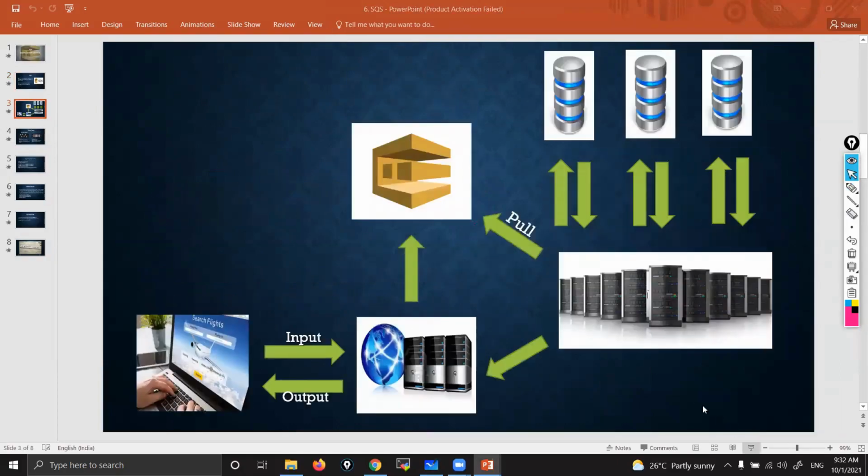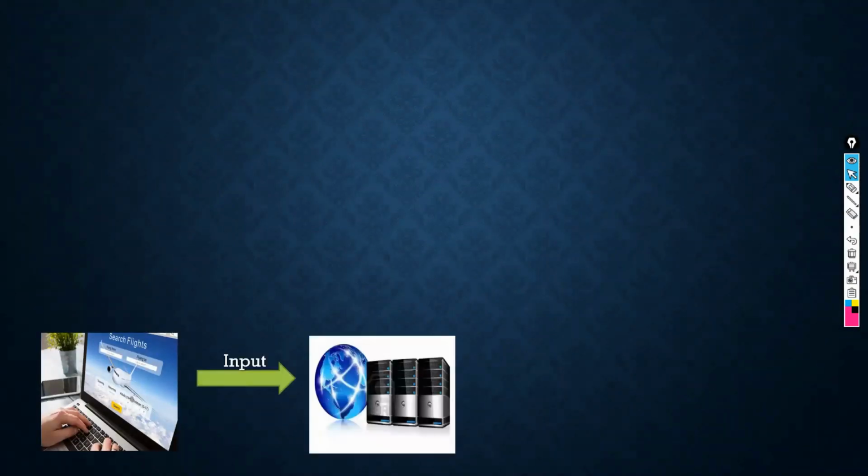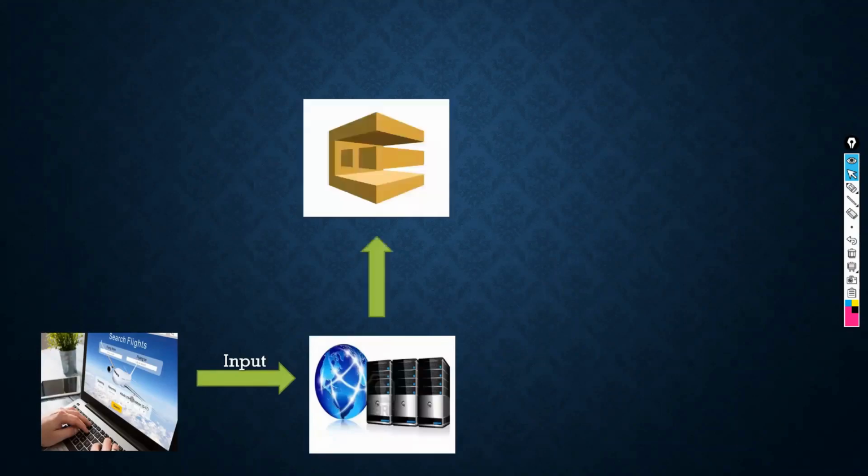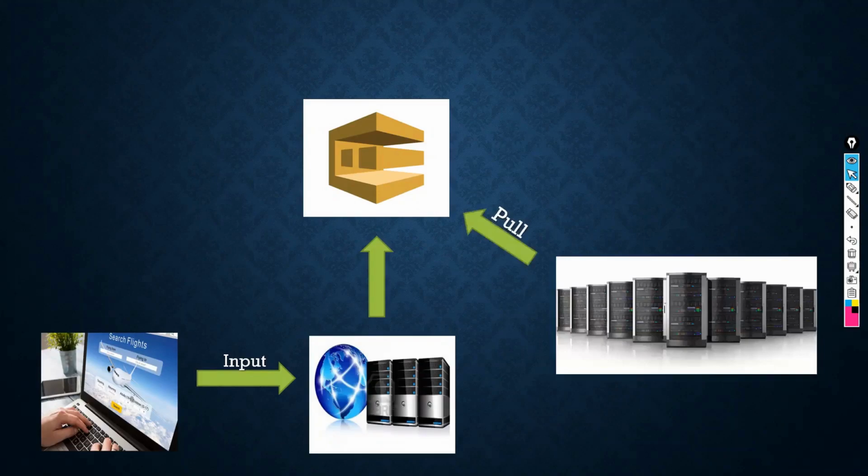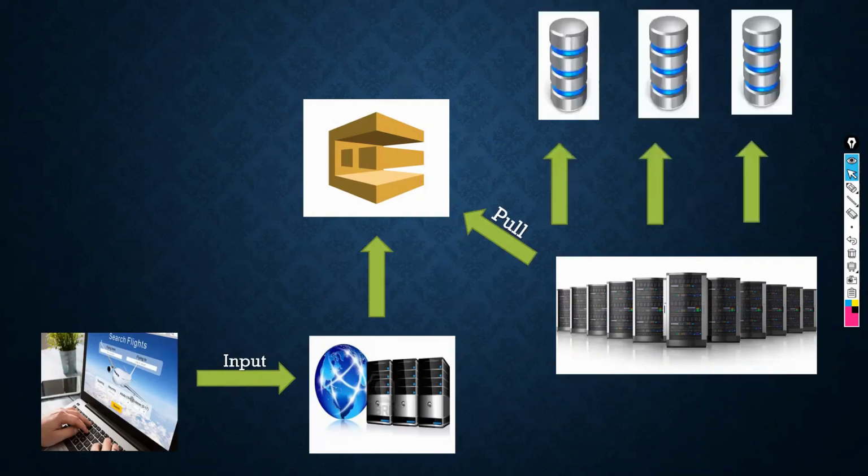So this is how it actually works. See, you are booking a flight ticket or train ticket, any ticket. Your request will go to the web server. The web server will receive your request. Then from there, the request will go to the SQS queue. From the SQS queue, application servers will pull that request one by one. All requests which are waiting, they are waiting in the SQS queue. Those will be pulled one by one by the application server. Once it's processed, those details will be stored in the database server.